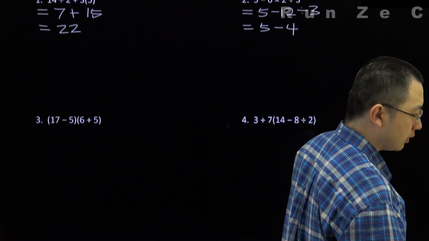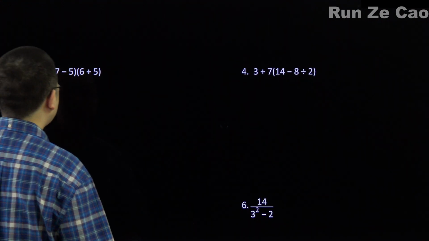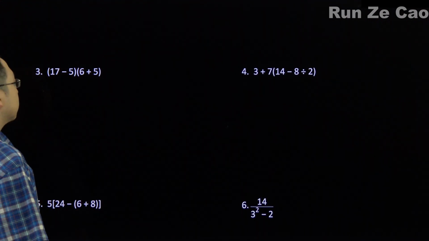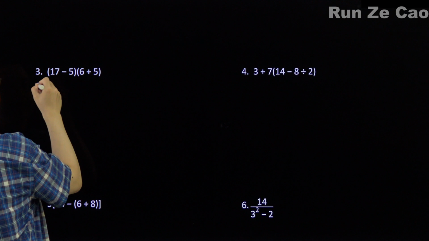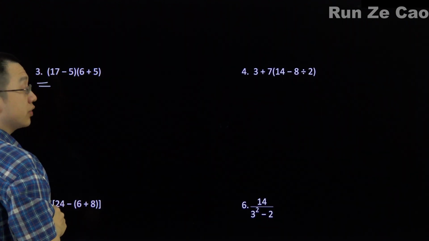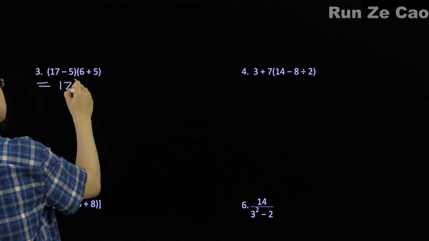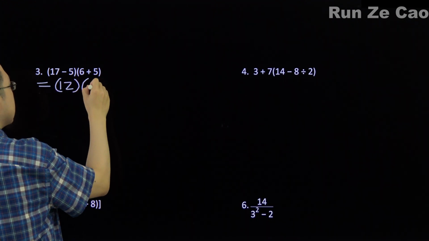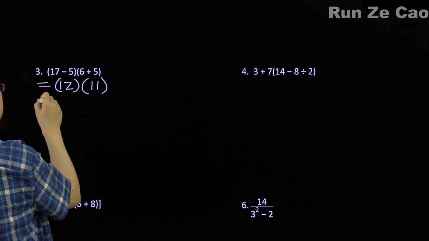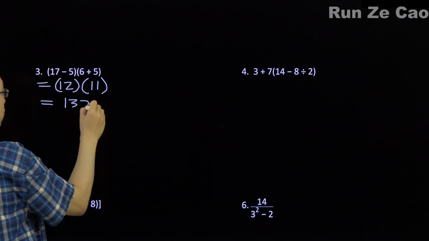Now how about this here? 17 minus 5 over 6 plus 5. Well, you do brackets first. 17 minus 5 is 12, multiplied by 11. 12 times 11 is 132.